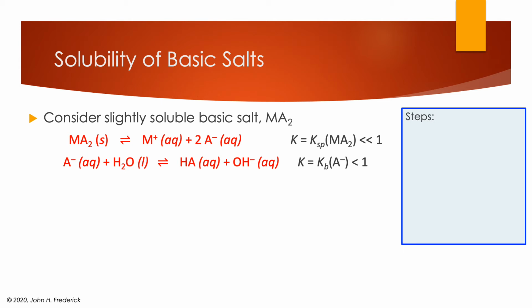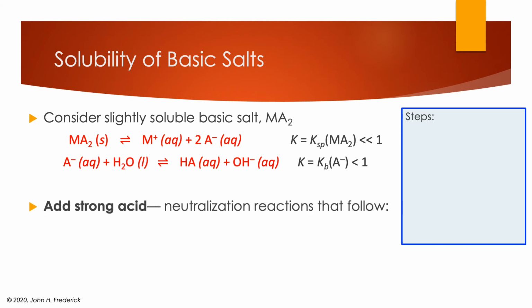So it's going to produce undissociated weak acid, HA, and hydroxide ions. And we can find that Kb value if we know the Ka of the weak acid that is formed. And that typically is going to be a number less than 1 also. So this is what will happen in the standard situation when we dissolve a basic salt into water.